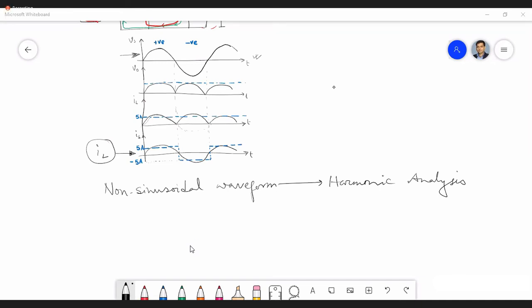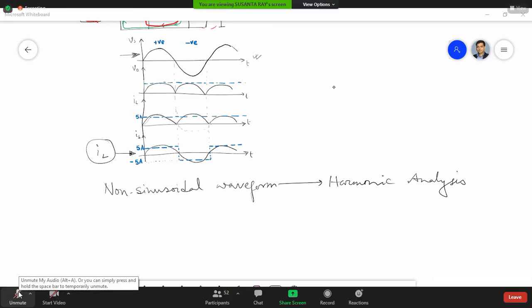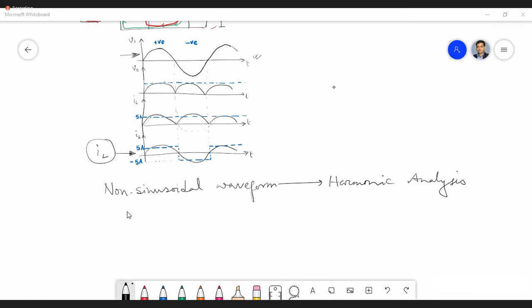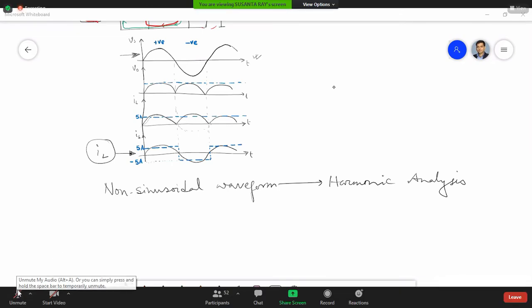Now, what are the harmonics? Multiples of the fundamental frequency. But I don't know what the fundamental frequency is. I have only the non-sinusoidal waveform. If I don't know harmonics, then how can I know the fundamental? So what is fundamental? You just define that, then you can say that an integer multiple of the fundamental is the harmonic.